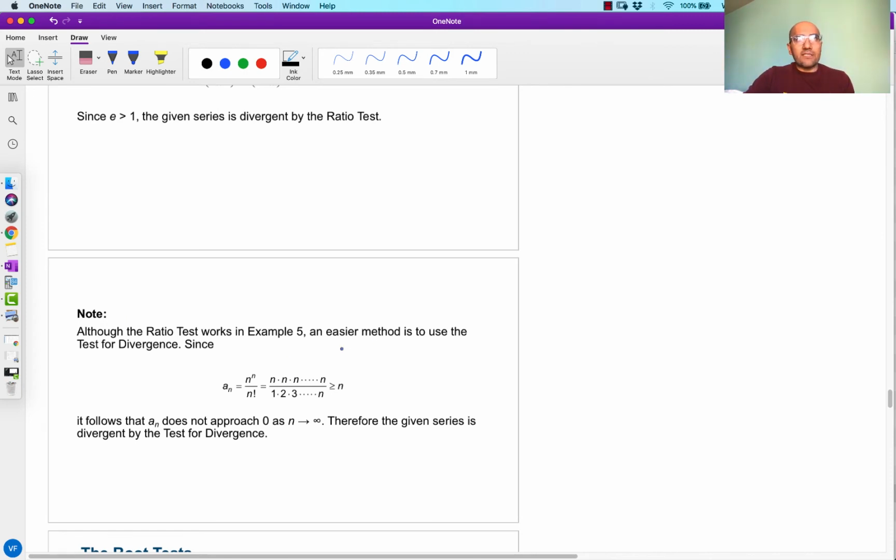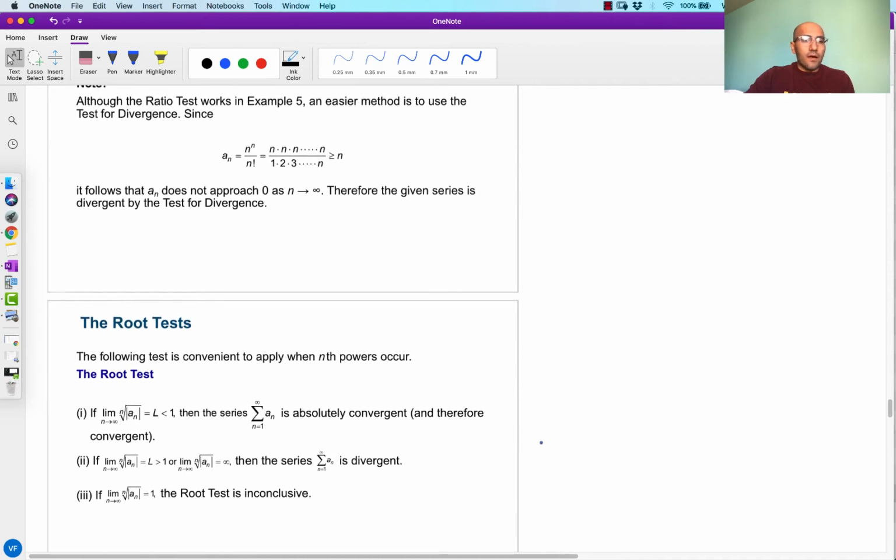In order for a series to have a chance to potentially be convergent, it must be true that the individual terms that you're adding up must be getting smaller and smaller and going towards 0, right? Whereas here, the terms are not getting smaller. That's what this is pointing out. It follows that a sub n does not approach 0 as n goes to infinity. Therefore, the given series is divergent by the test for divergence.